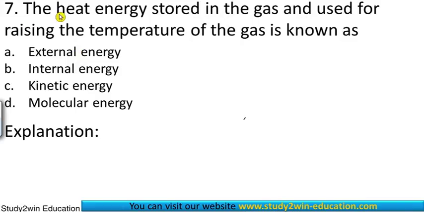We have the next question, number 7. The heat energy stored in the gas and used for raising the temperature of the gas is known as what? We have a system, a thermodynamic system. Let's say we have a gas contained in a cylinder, and it has a piston. This is a piston, and I am heating the gas.